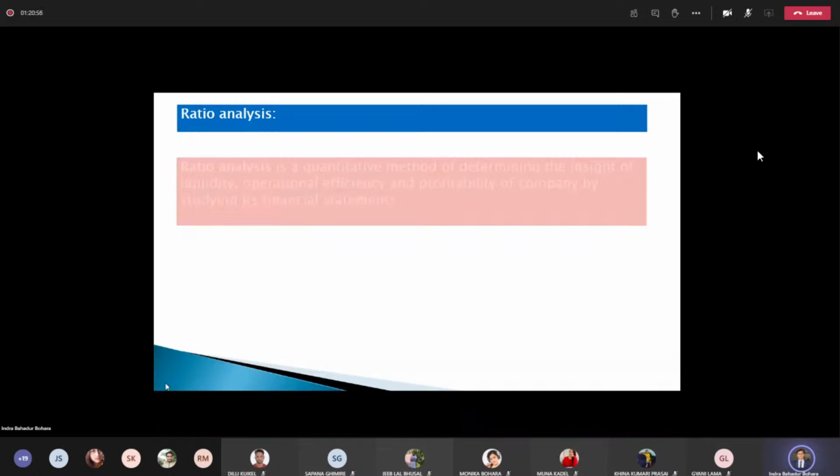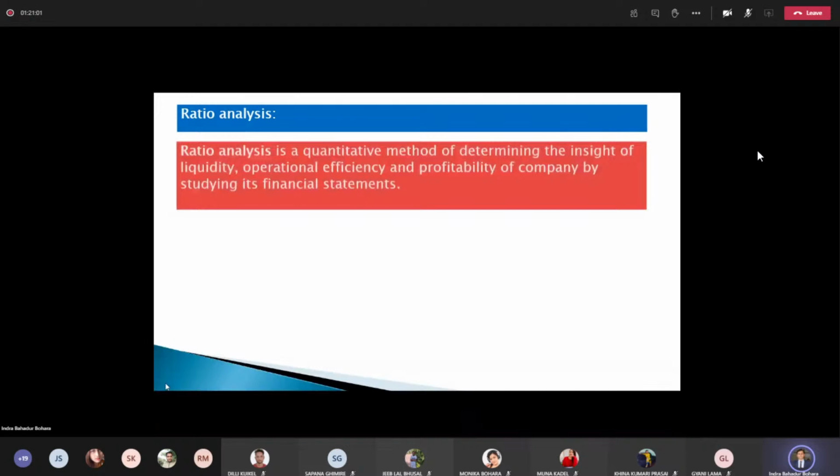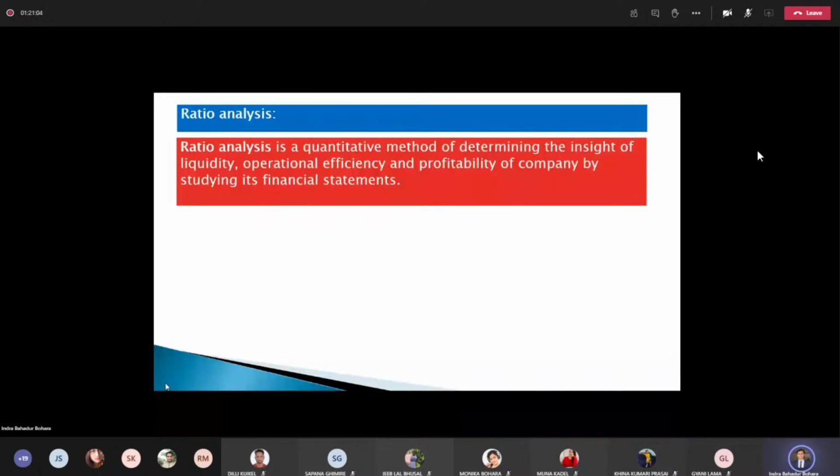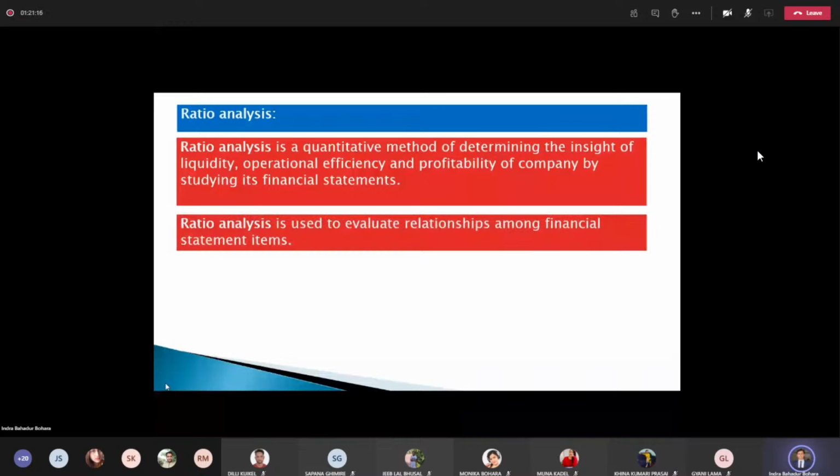Now ratio analysis is the quantitative method which uses the accounting variables or accounting figures presented in the financial statement. Ratio analysis is one of the tools or techniques of financial statement analysis. So it is used to measure the liquidity position, leverage position, or solvency position of the company, and the operating and financial result of the company.